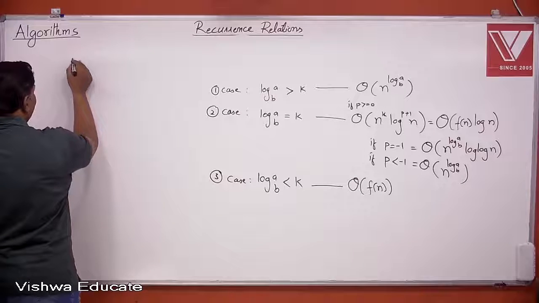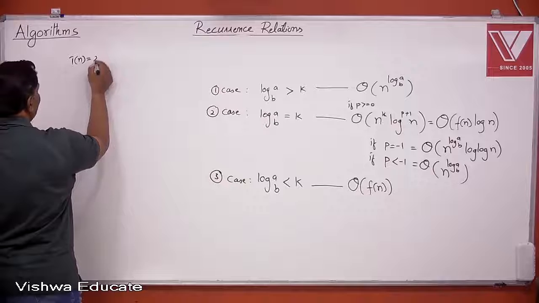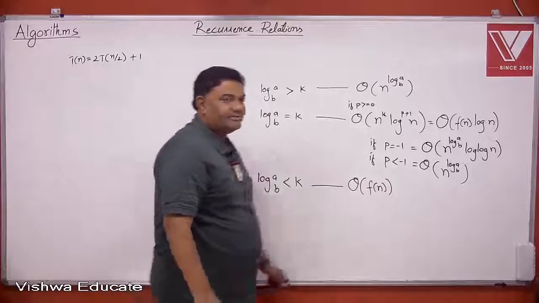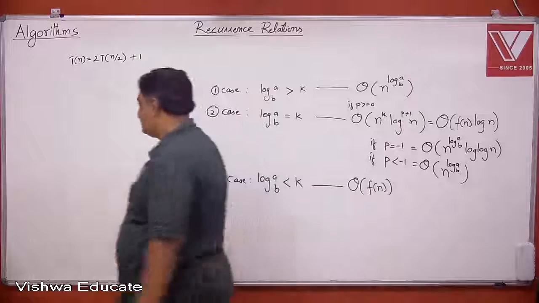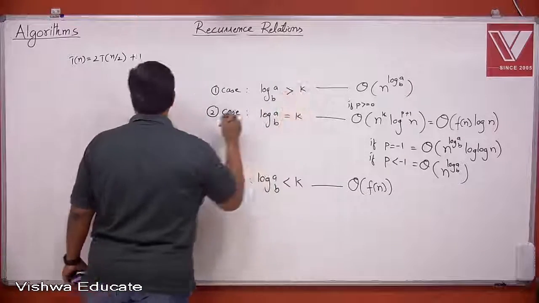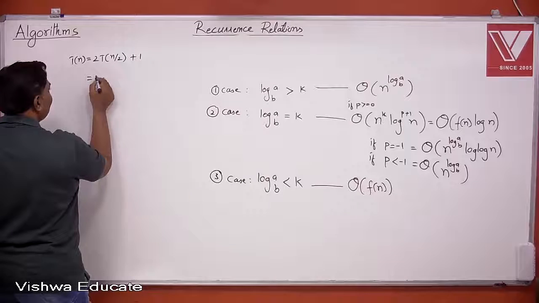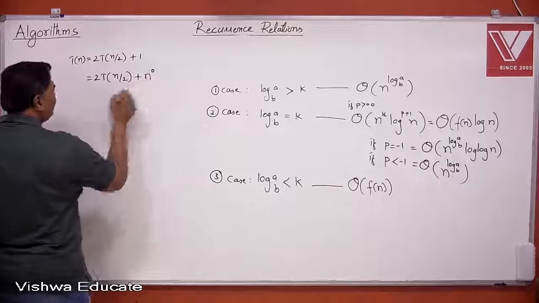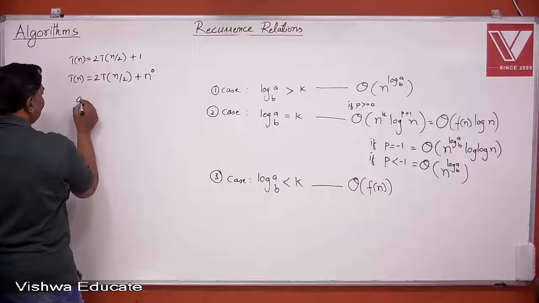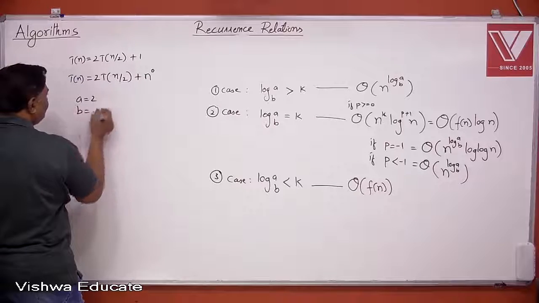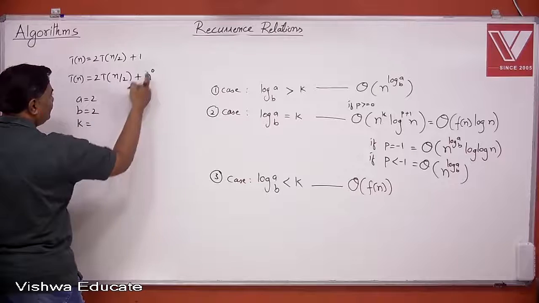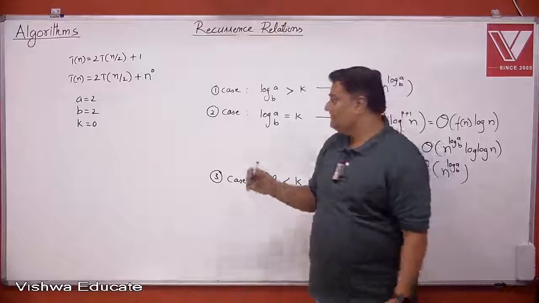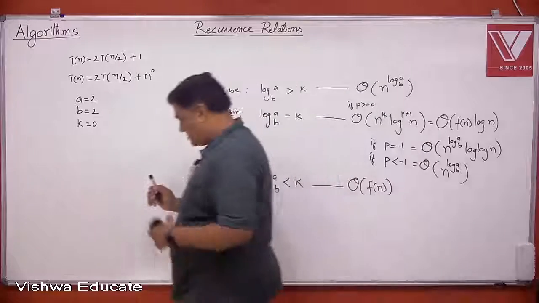Now, let us take an example. T(n) is equal to 2T(n/2) plus 1. This is the example, right? From this, let us find out what are the things we need: a, b, k. There is no n here, so let us write it in that form. 2T(n/2) plus n power 0, which is 1, right? So now I can find the a value, that is 2, the b value, that is 2, and the k value, that is 0. That's it. So I got all three values. That way I'm going to check log a base b and k.